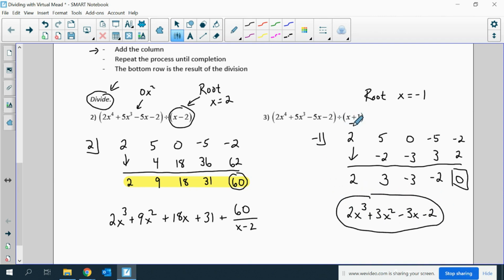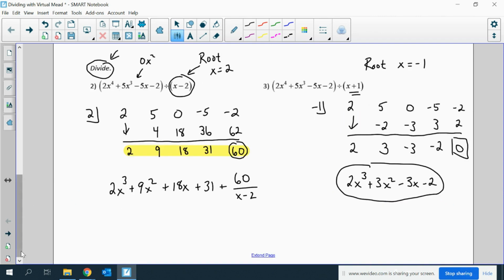Now, what does this mean? Well, this means that x plus 1 is a factor of 2x to the fourth plus 5x to the third minus 5x minus 2. Because if something evenly divides it, it's a factor.